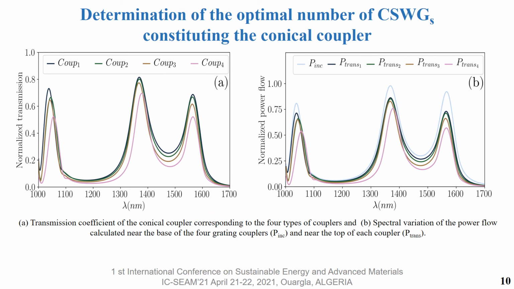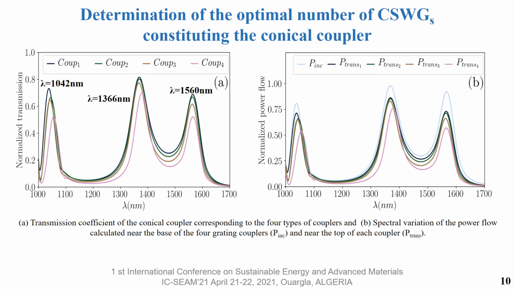Here we show the spectral variation of the transmission and the power flux calculated in the case of four different couplers by varying the number of C-shaped waveguides constituting each coupler. When looking to these curves, we notice that by increasing the number of C-shaped waveguides, both the transmission and the power transmitted through the coupler decrease. This indicates that the most efficient nanocoupler inducing a subwavelength light focusing with a good transmission and coupling coefficients is the one containing three C-shaped waveguides.